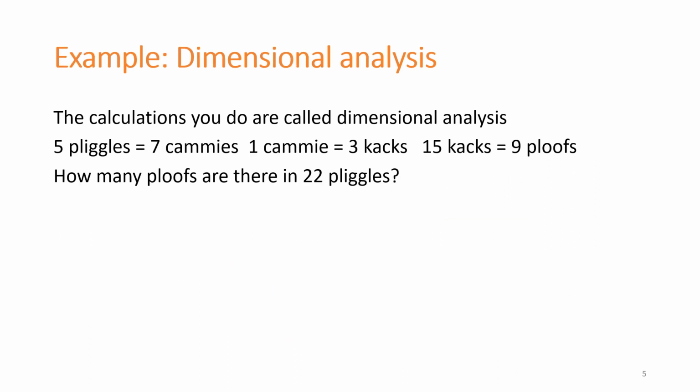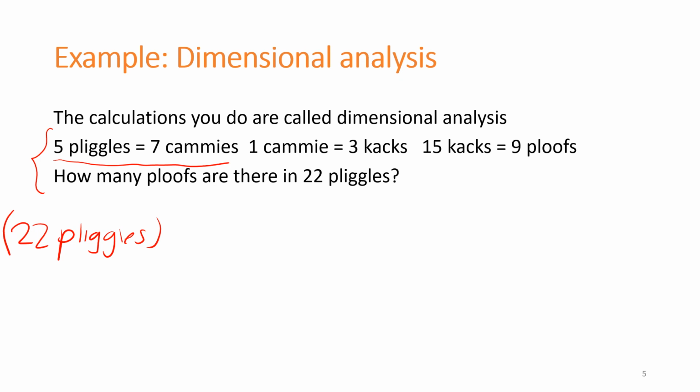So now we're going to start with this example. This example is kind of funny because it doesn't really make any sense. These things aren't real things, but the point is that you can do dimensional analysis with any unit conversion factors that you have. This question is asking how many ploufs are there in 22 Pliggles, and they give us 3 separate conversion factors here. We know that we're starting off with Pliggles, right? You always start off with what you are given in your problem, and then you see where you can go from there.